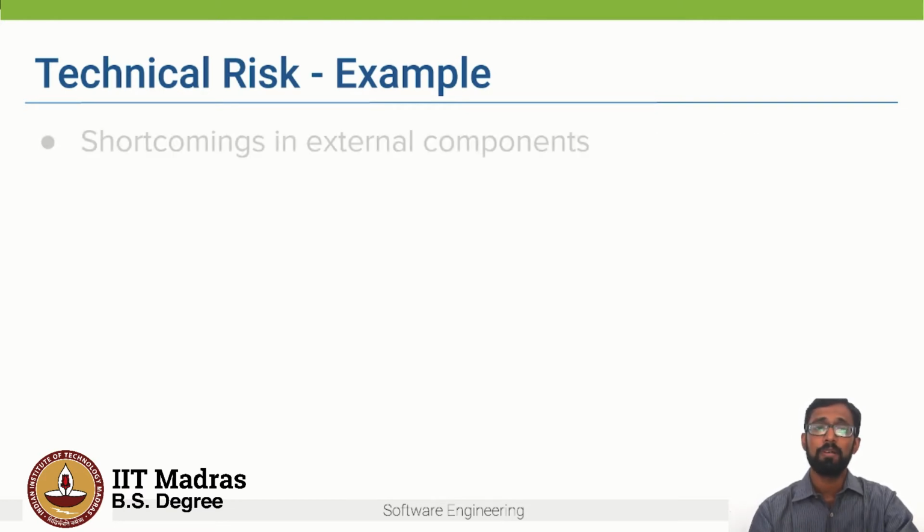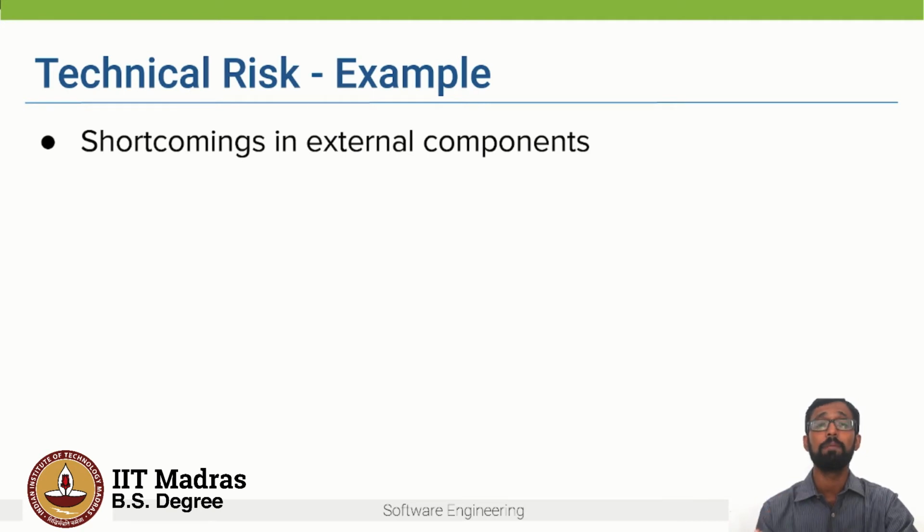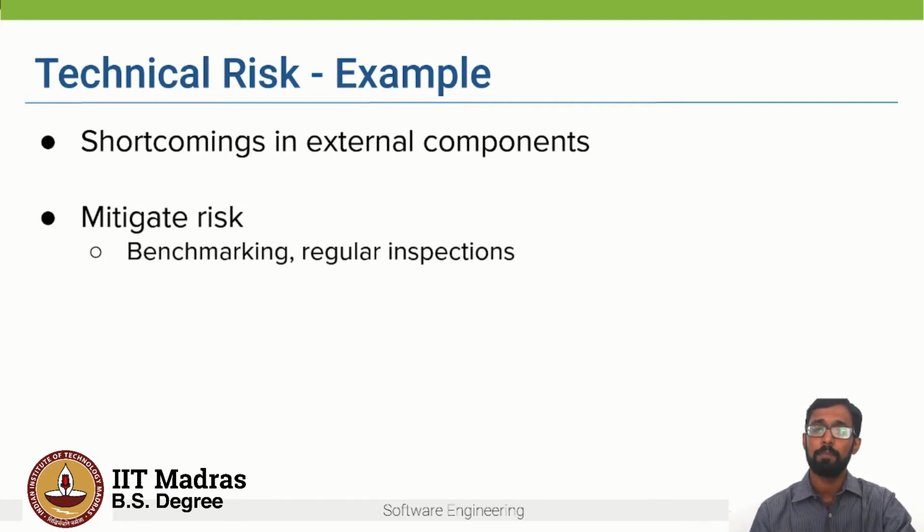Another example of a technical risk is shortcomings in the external components, right? External components are components which are built by a third-party vendor. And these might be buggy, it might not be up to the mark, it might have certain vulnerabilities. So how can we mitigate this risk? By benchmarking, by periodic and regular inspections to see that the module is up to the mark.